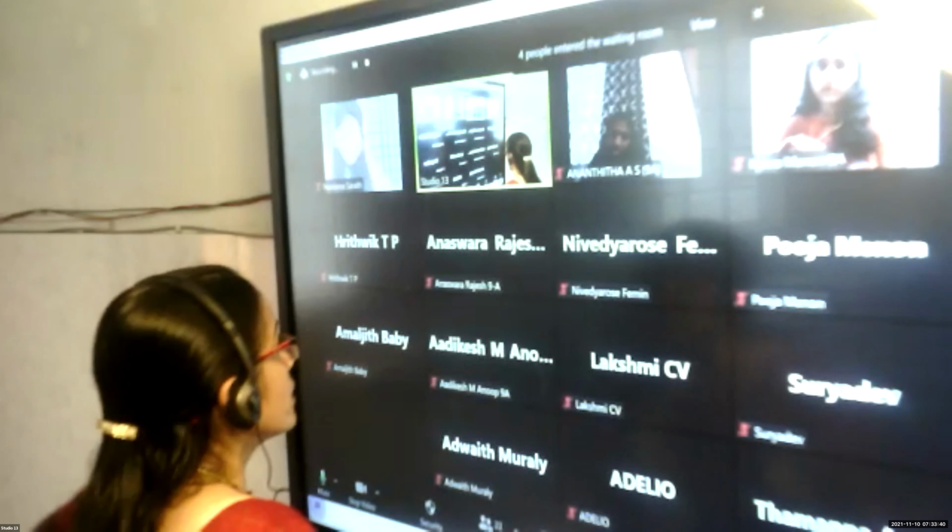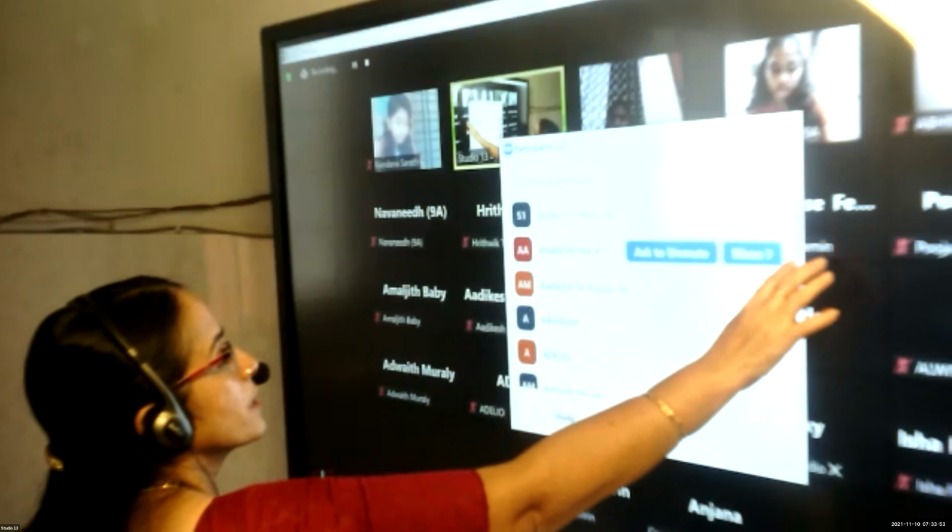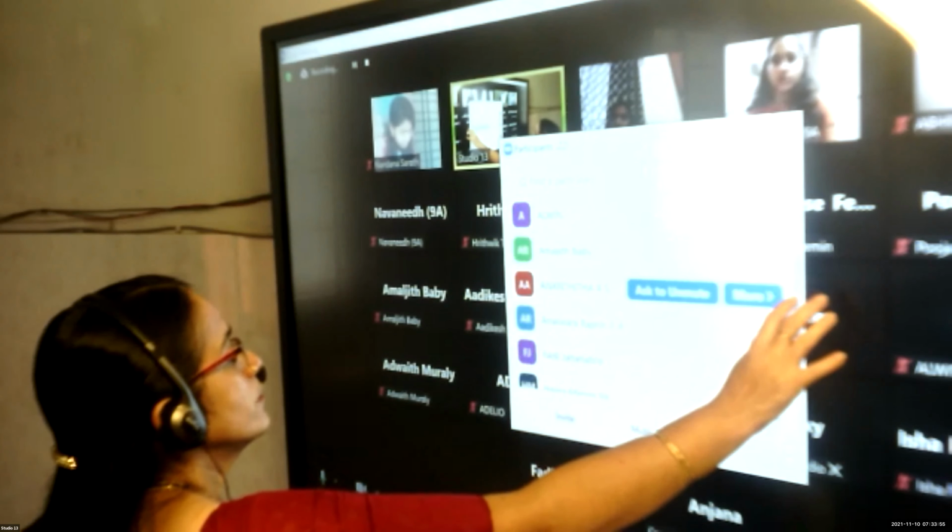And what is the surface area of a cuboid, Anandita? Two into LB plus BH plus HL. Then, Nandana, lateral surface area of a cuboid is? Ma'am, 2H into L plus B.